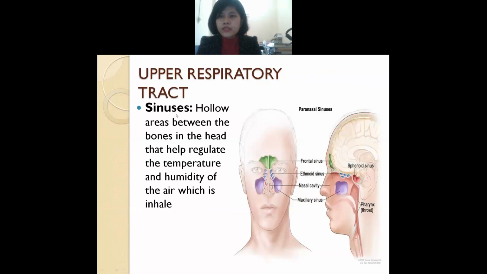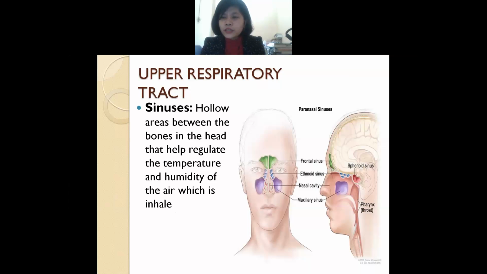Okay, next is the sinus, or sinuses. What happens here: there is a hole in between the bones in the head. Understand, here there is a hole in between the bones. So in this hole the air enters, and as the air passes through this hole, suppose the air is too cold or too hot.